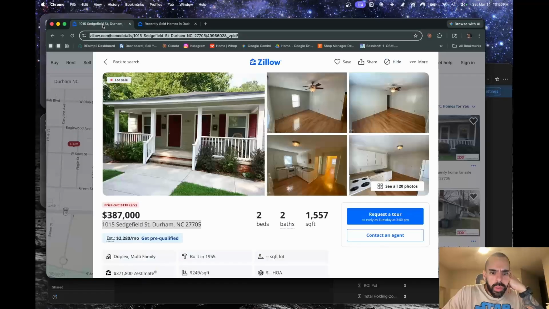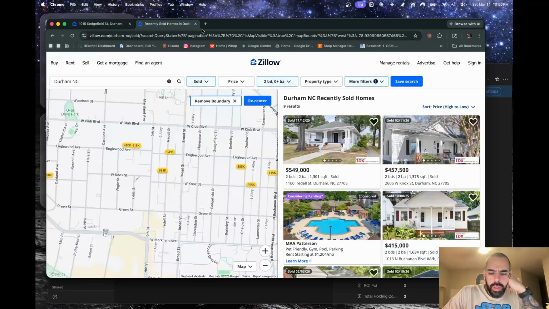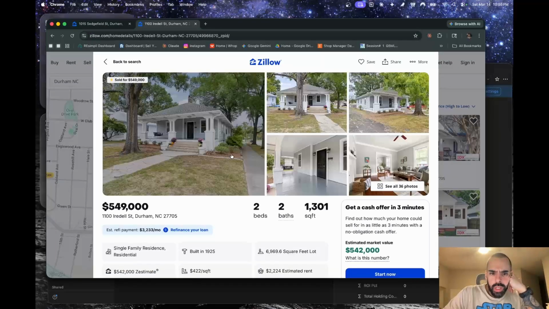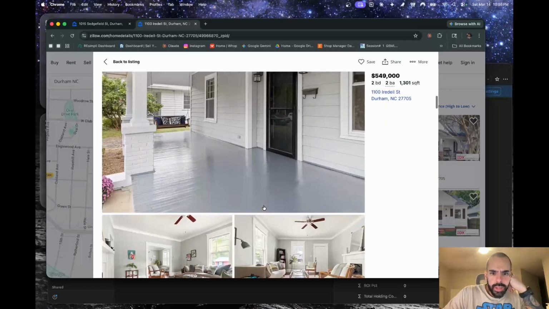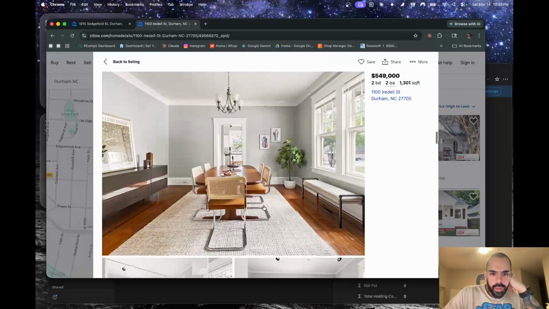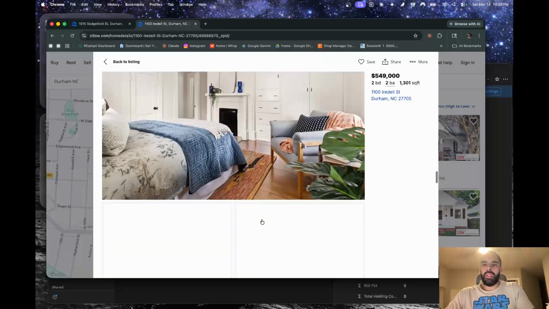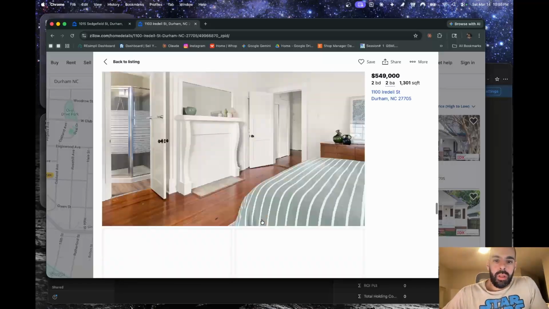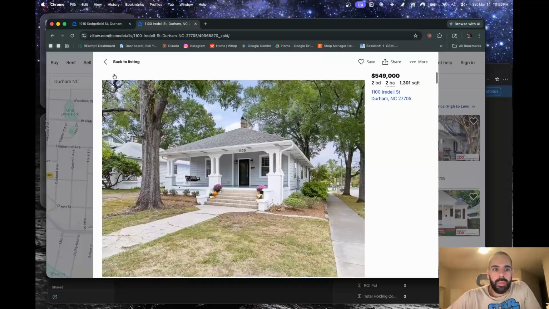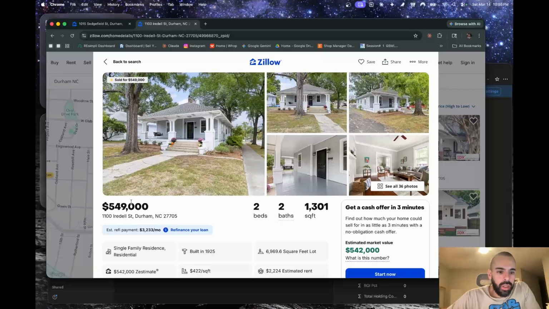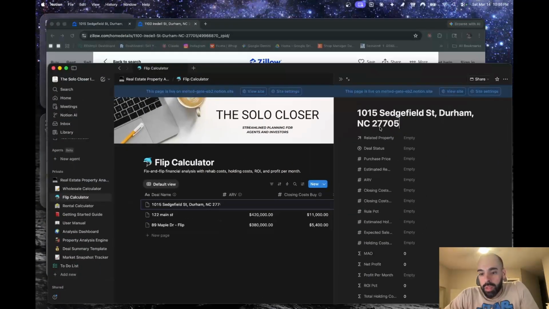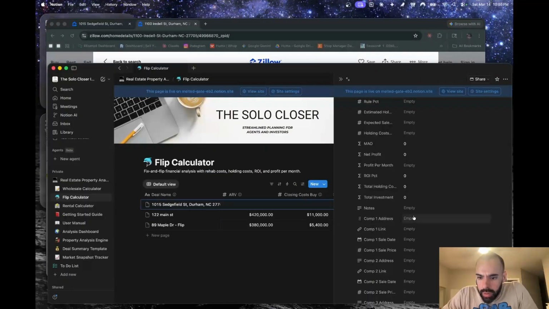So this is a 2-2, 1557 square feet. Okay. Are you renovated, buddy? Okay, I would say yes. I mean, not the cleanest reno, but this might be a comp at least. 550. I would say it's a comp for now.